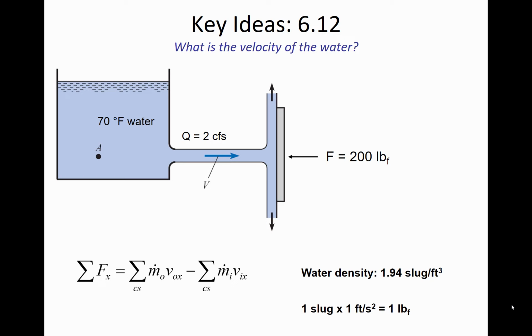The first one of those problems I wanted to talk about is problem 6.12, where they're asking you to determine what is the velocity of water required if we know a flow rate, we know that it's water at a certain temperature, and also that a force of 200 pounds is required to resist that momentum that is transferred as the fluid jet changes direction.